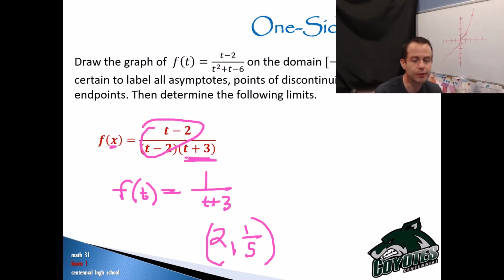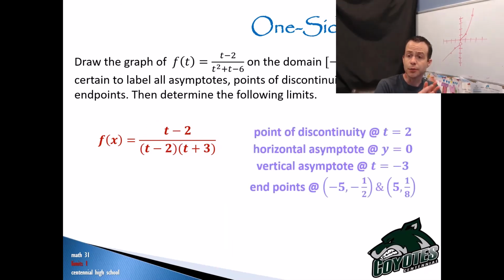For this one, in order to draw an accurate graph, I also need to know my endpoints. So I need to plug in -5 and I need to plug in 5. If I plugged in -5, I would get out -1/2. So -5, -1/2. And then 5, 1/8. Again, I'm just plugging those values in for t. Okay, so I have a point of discontinuity at t equals 2. Then I've got a horizontal asymptote at y equals 0. Now, for now, we can approach the horizontal asymptote just like we did in 30-1.